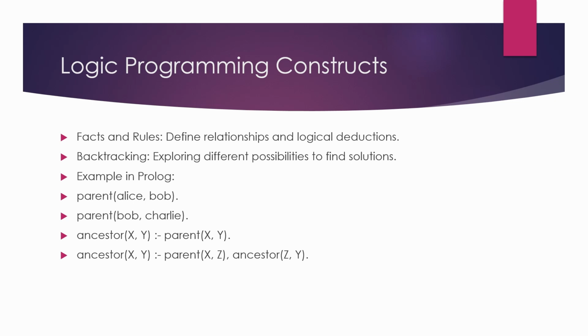Logic programming is based on facts and rules. It defines relationships between different entities and allows us to make logical deductions. For example, in Prolog, we define facts like parent(Alice, Bob), and then use rules to deduce relationships like ancestor(X, Y) :- parent(X, Y), which means that X is an ancestor of Y if X is a parent of Y.